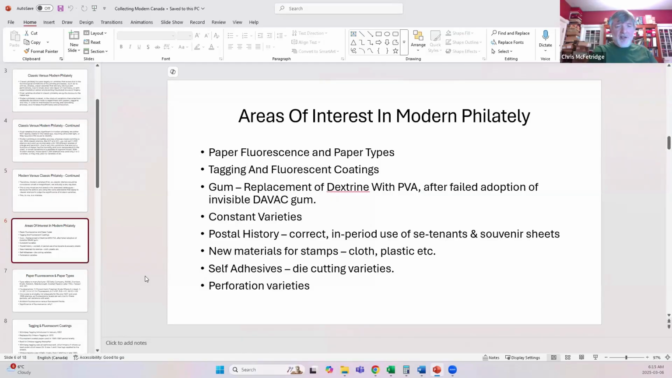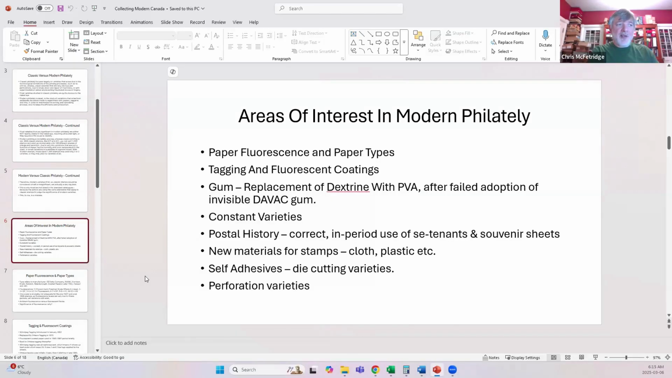Constant varieties. So those are varieties on the sheet that occur on certain stamps, and they always occur in the same position on the sheet. And sometimes they're on every sheet, and other times they're on every second or third sheet or fifth sheet in a particular interval. Postal history, correct in-period use of satenants and souvenir sheets.